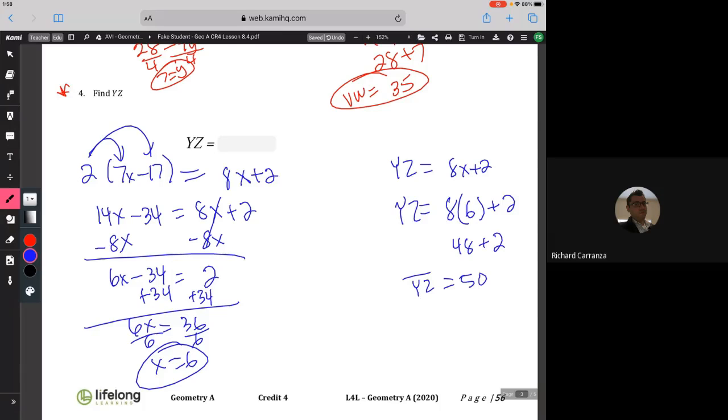A lot of algebra in these. The formulas, or the theorems, are not that hard, but finding the x and then plugging it back in, there's just a lot of room for error, a lot of algebra in these problems.